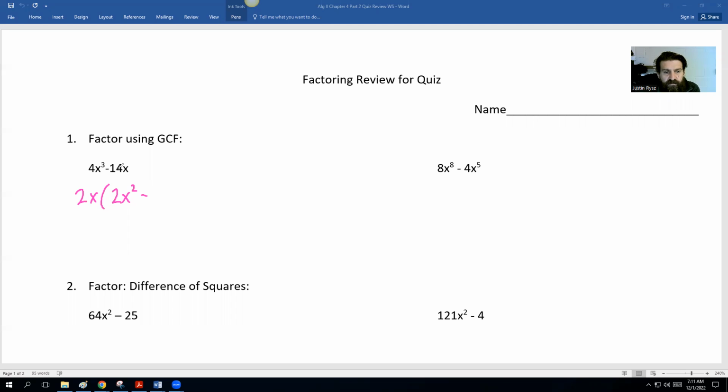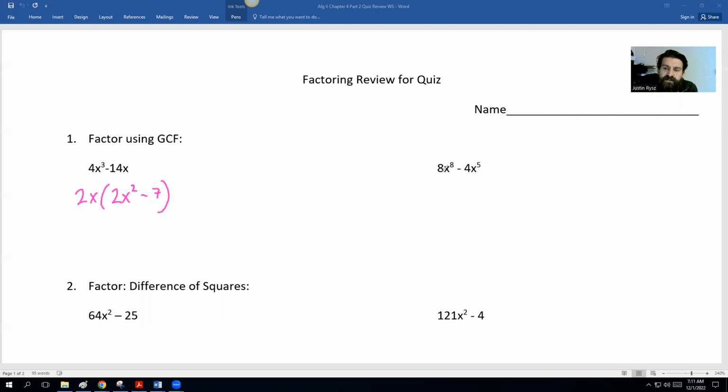Minus, then we go to the next term. 14 divided by 2 is 7. If it has an x and we lowered it, or divided out an x, it's all the same thing, there wouldn't be any x. So there's the answer for number 1. Remember, if you want to pause the video at any time to try it on your own, you can. Let's go through the next one.